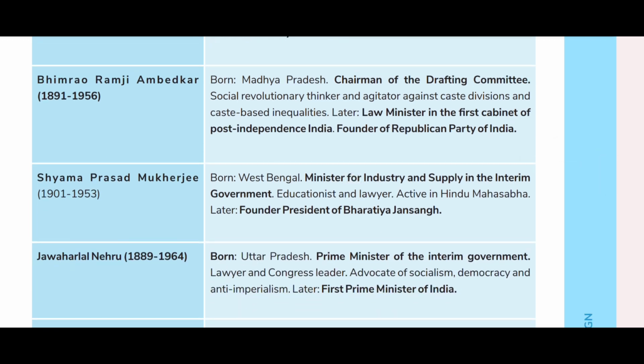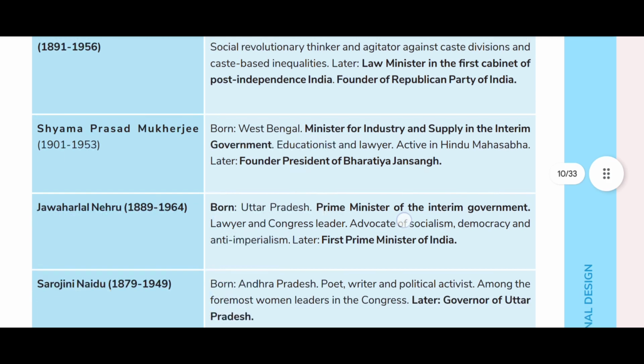Bhim Rao Ramji Ambedkar. He was born in 1891 and died in 1956. He was born in Madhya Pradesh. He was the chairman of the drafting committee. He was a social revolutionary thinker and agitator against caste division and caste-based inequalities. Later, he became the law minister in the first cabinet of post-independence India. He was the founder of Republican Party of India.